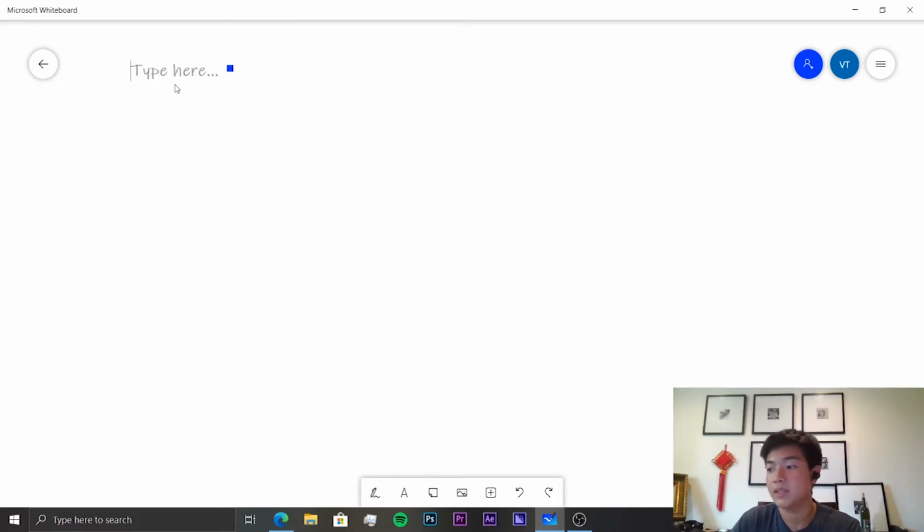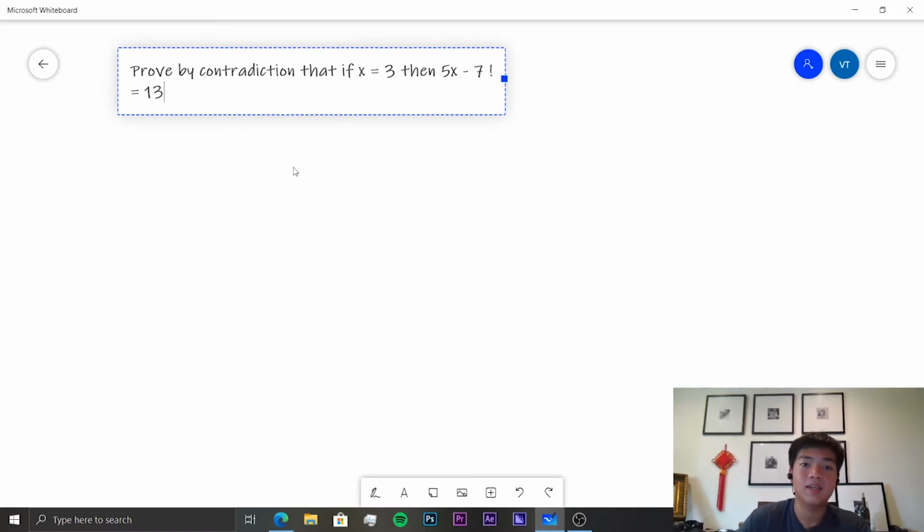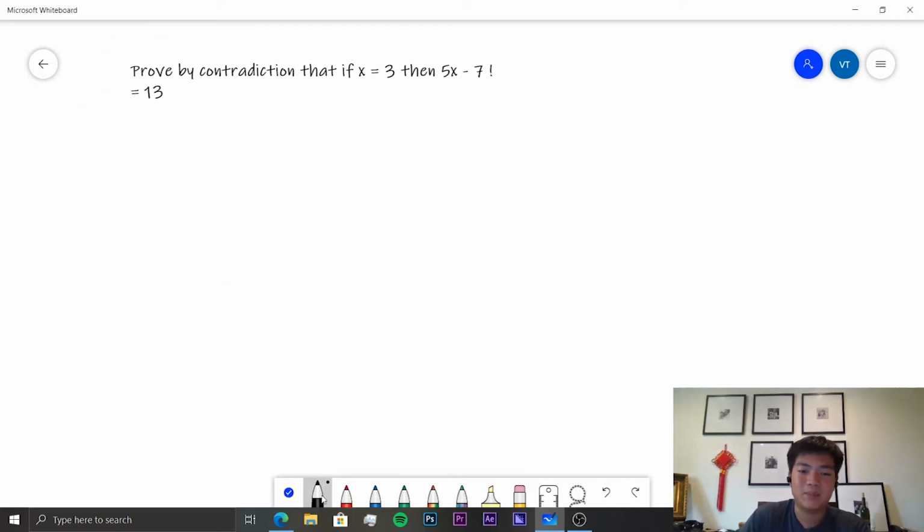So now we need to prove by contradiction that if x equals 3, then 5x minus 7 is not equal to 13. This one looks pretty simple. We substitute x equals 3.